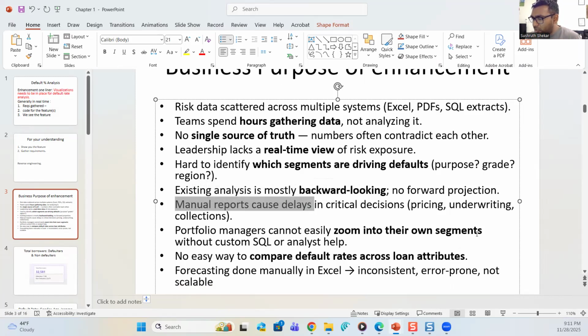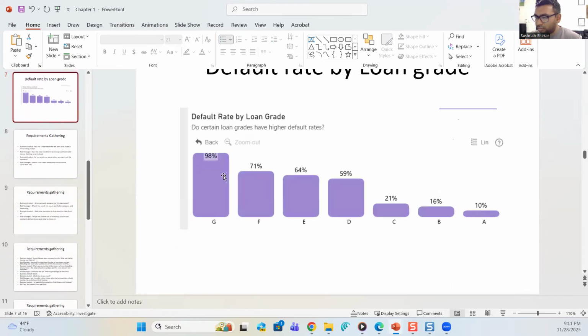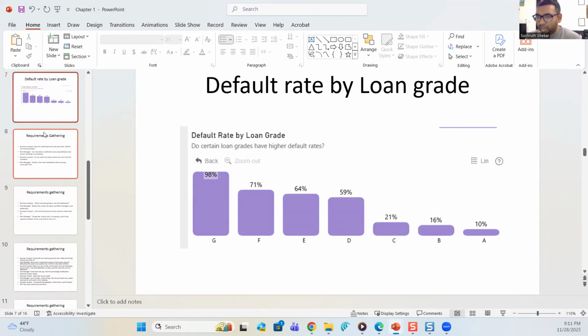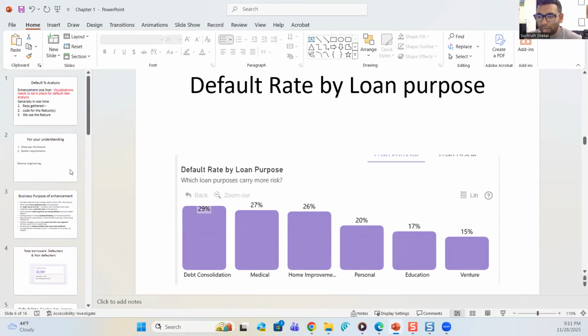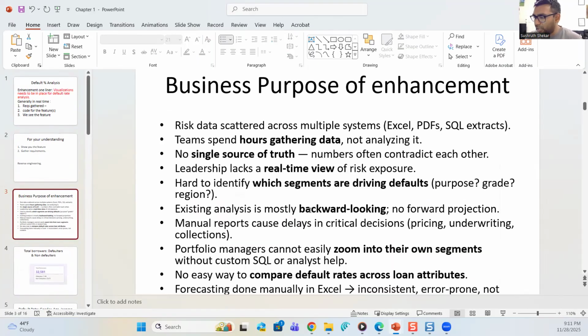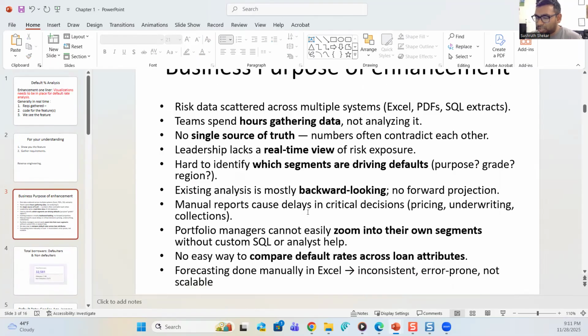Portfolio managers cannot zoom into their own segment like this by loan grade or by loan purpose. Debt consolidation, medical, home improvement. They are not able to look through these segments by looking into those Excel and PDFs. That's what they are trying to avoid, and that's causing delays. It's not easy to look into it.